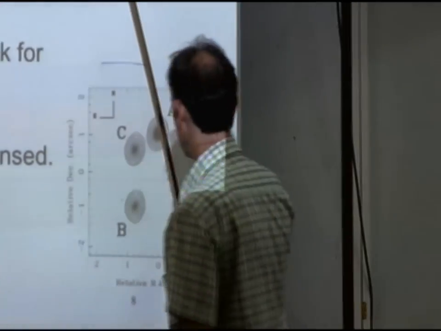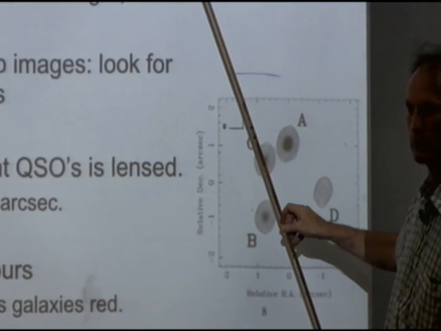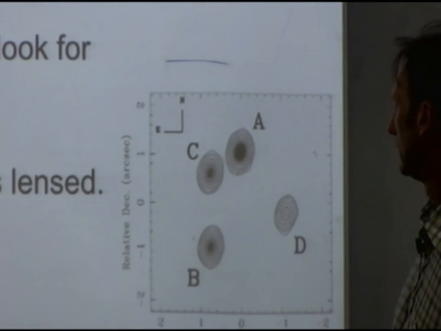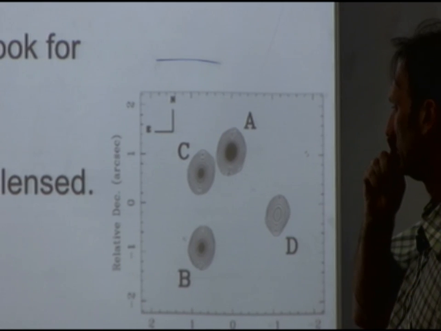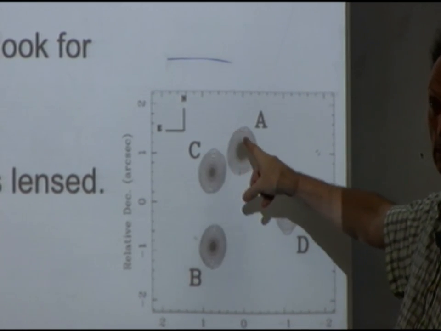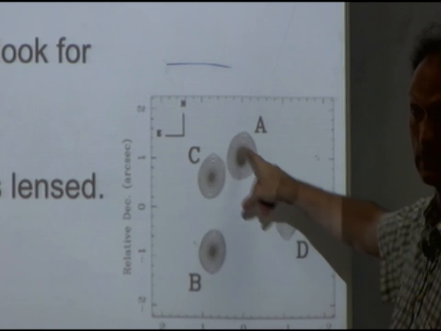So it turns out there's actually a lot of ways of making 4 image configurations that look almost symmetric. So you really have to model these things in detail to be able to show. But what is clear is that this is not an axisymmetric lens. If you have a round lens, then you cannot make 4 images which do not lie on a straight line.